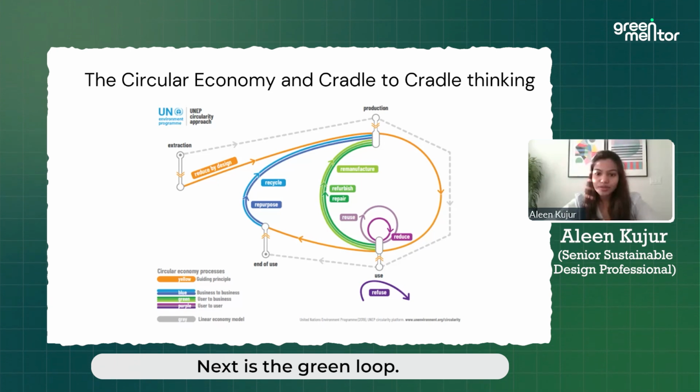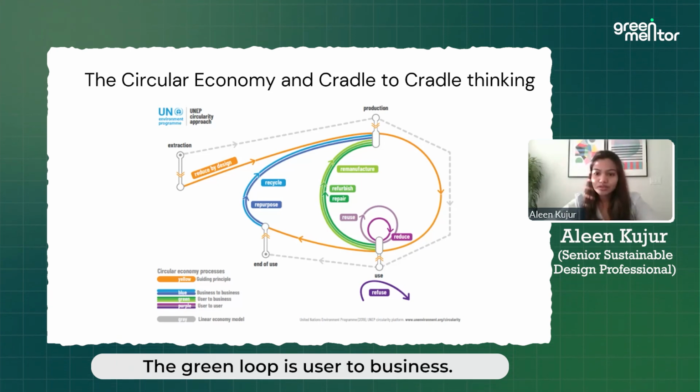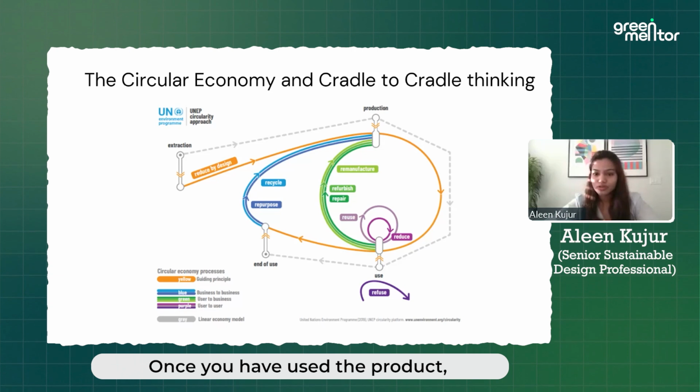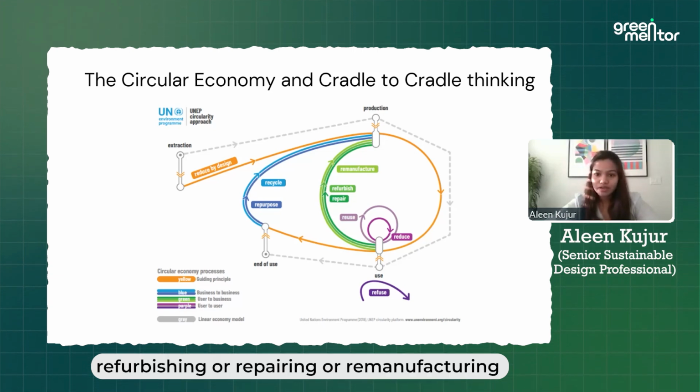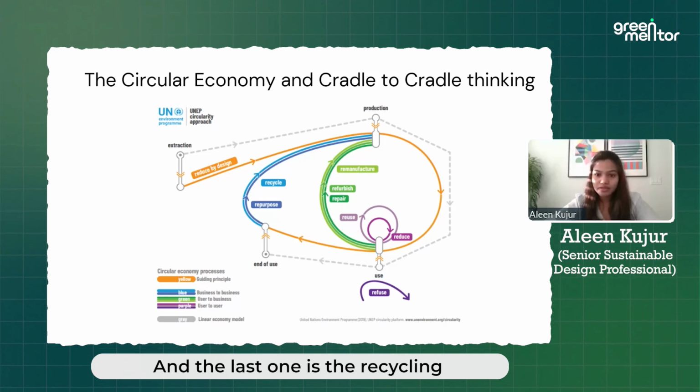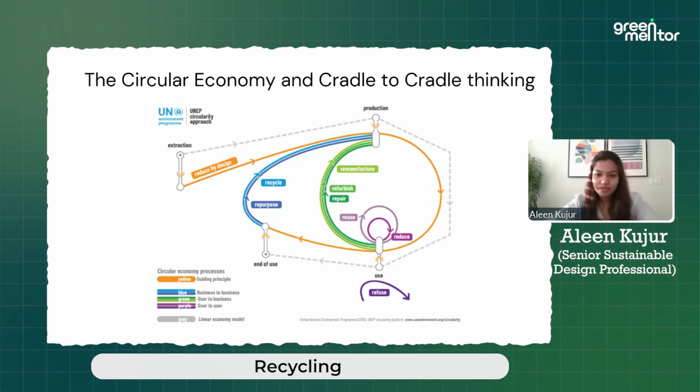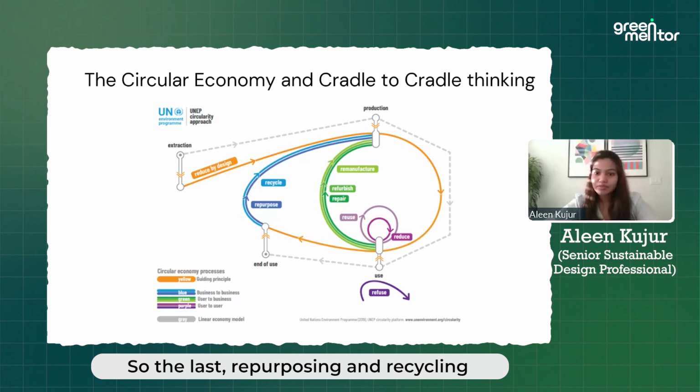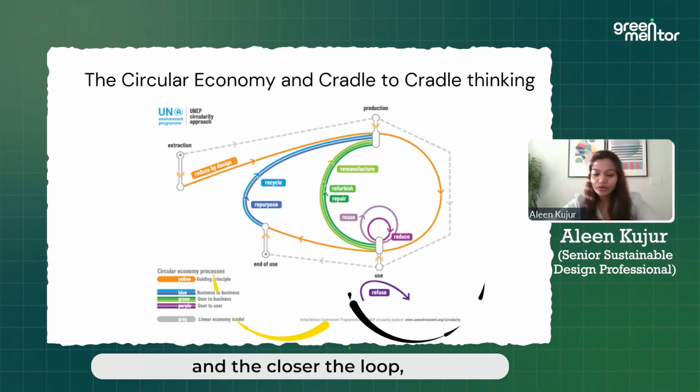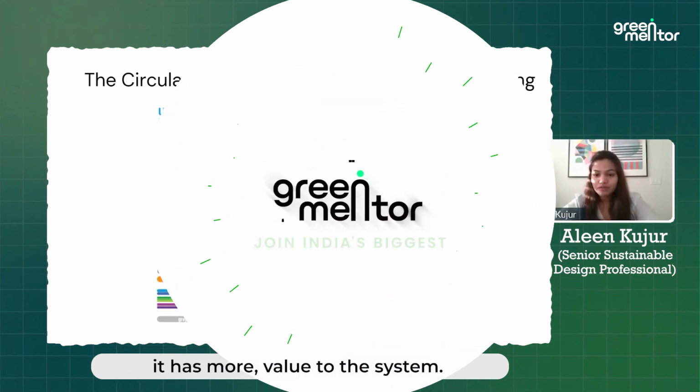Next is the green loop. The green loop is user to business. Once you have used a product, you can send it back to the company for refurbishing, repairing, or remanufacturing. And the last one is recycling and repurposing. Recycling is, let's say, a can. Aluminum can be recycled into a different aluminum can, and shipping containers can be repurposed into house building blocks. So the last was the repurposing and recycling loop. And the closer the loop, the more value it has to the system.